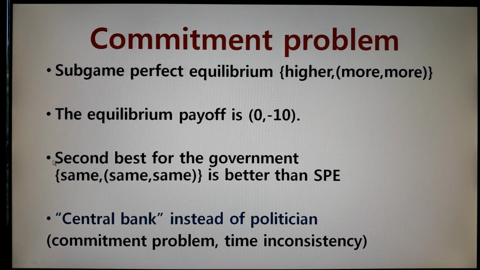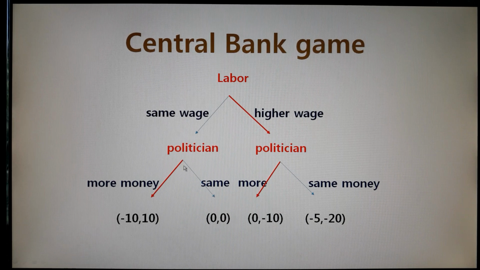So, in this situation, how can the politicians achieve the same? The politicians say, oh, we will keep the same money all the time. Okay? So please, if you choose higher wage, you will get -5. If you choose the same wage, you will get 0. So trust me, we'll maintain the same money all the time. Once again, the answer is, politicians, we don't trust you.